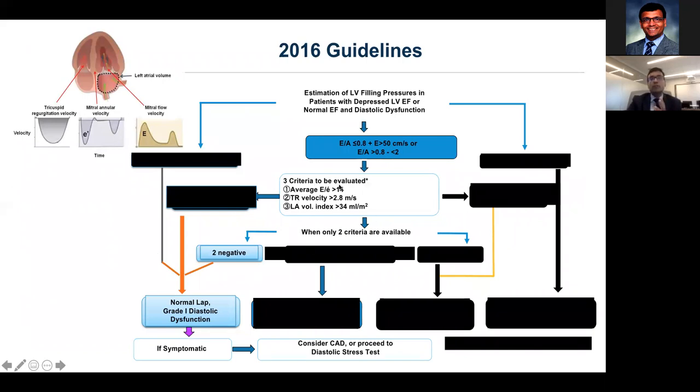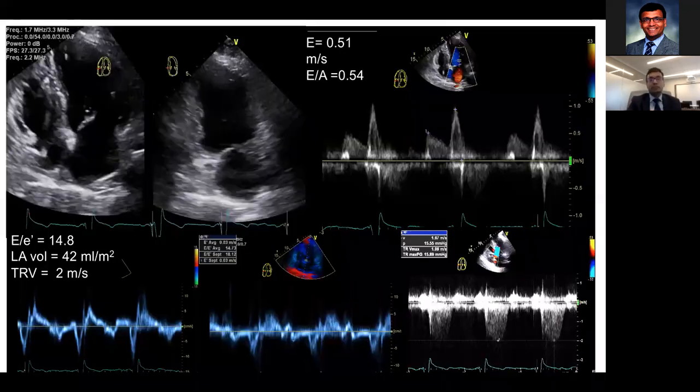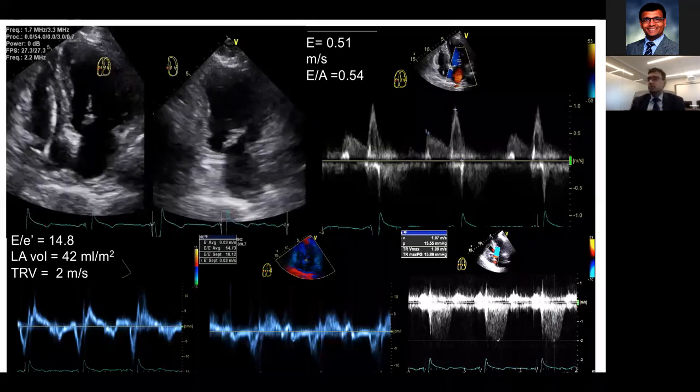If you have a transmitral filling pattern that is showing completely normal, and two or more of the other parameters are negative, then it's grade 1 diastolic dysfunction. And if, on the other hand, two or more of the criteria are abnormal, then it could be elevated filling pressure. So let's see an example here.